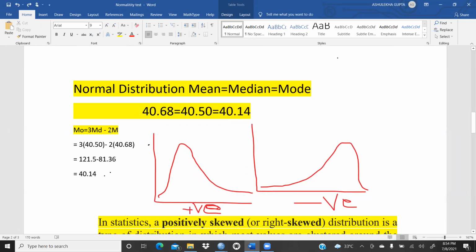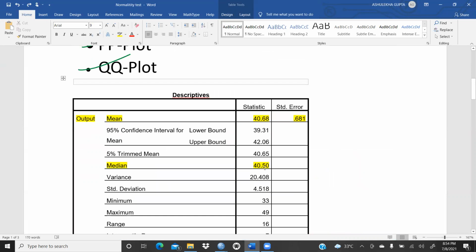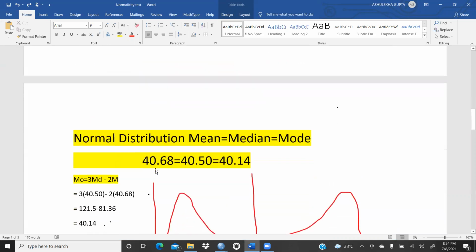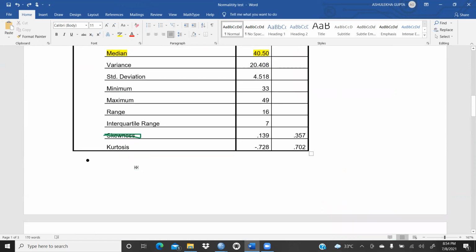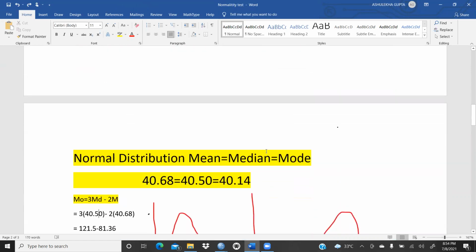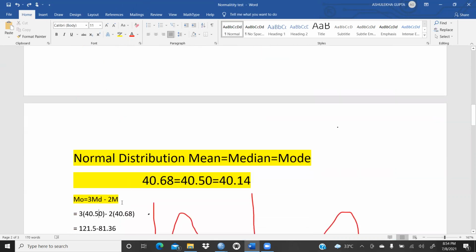Mode equals 3 median minus 2 mean, right? The median value is 40.50. We have already checked here, and the mean value is 40.68. You could see here 40.68. This is our mean value.